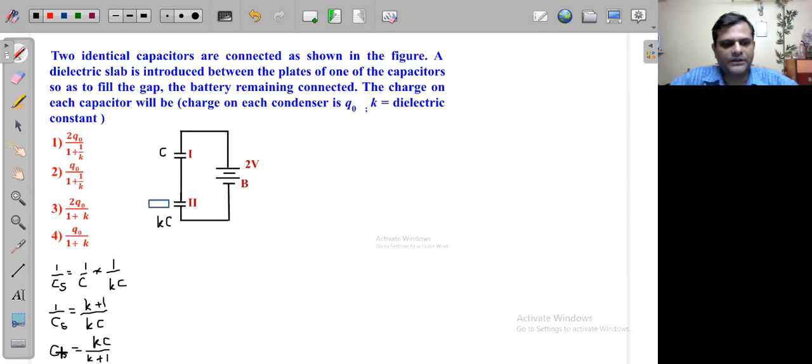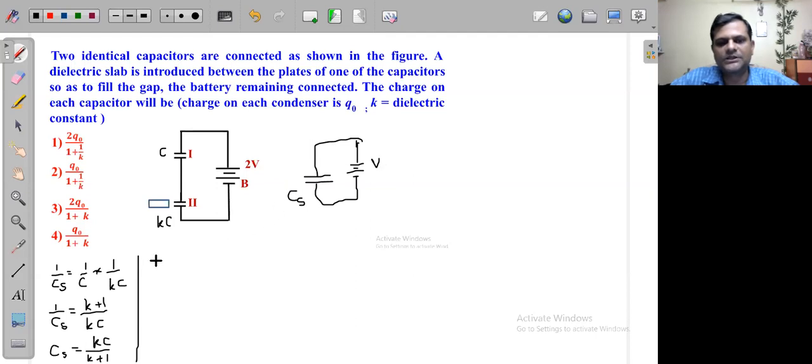Okay, so this is the new capacitance. Now we can find the charge on this capacitor. To find the charge, the 2 volt battery connected with it will draw some charge. That means the effective circuit now becomes like this: there is a battery of 2 volt connected across a single capacitor whose value is Cs, which is obtained here. In such a case, we know the relationship between the battery, the capacitance and the charge.